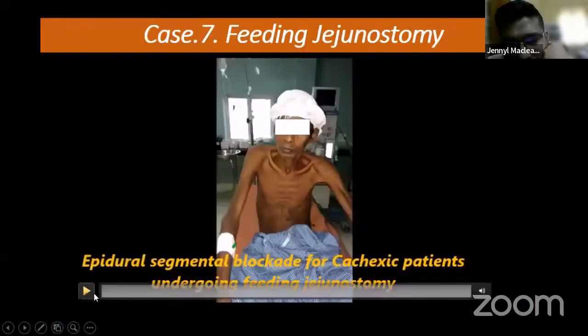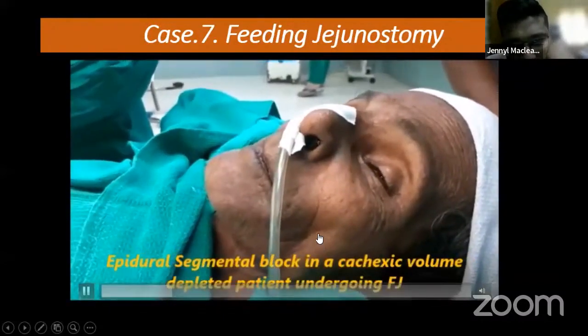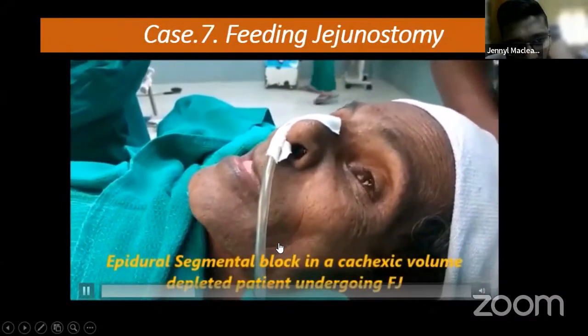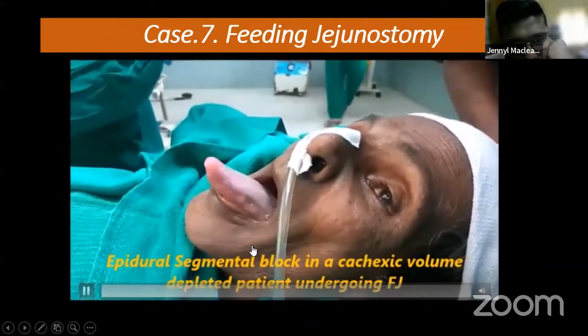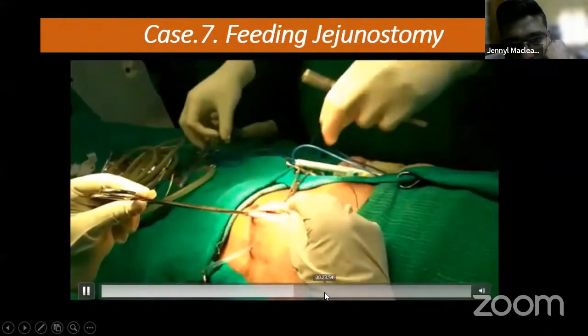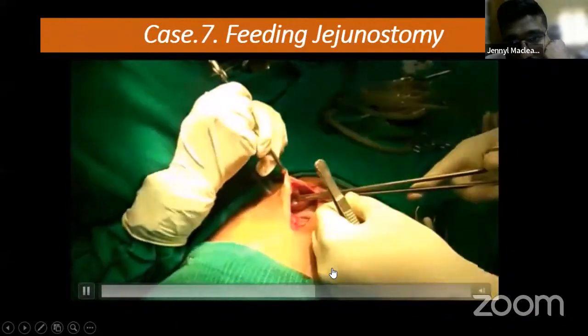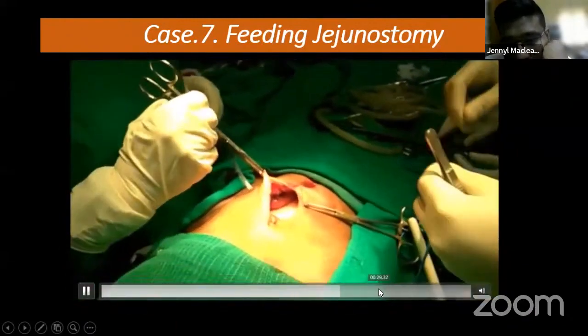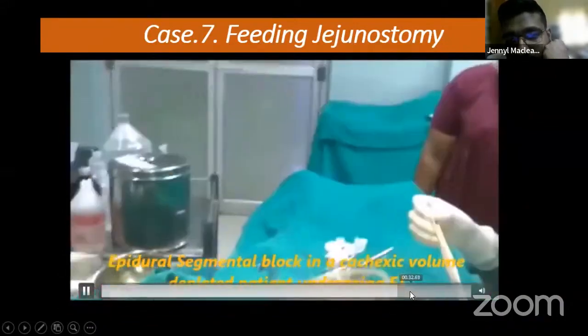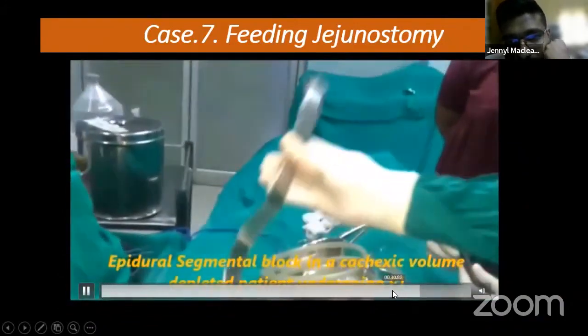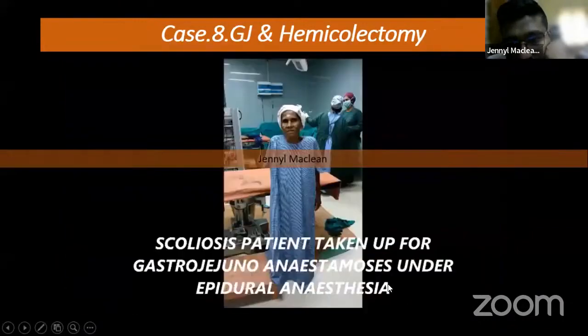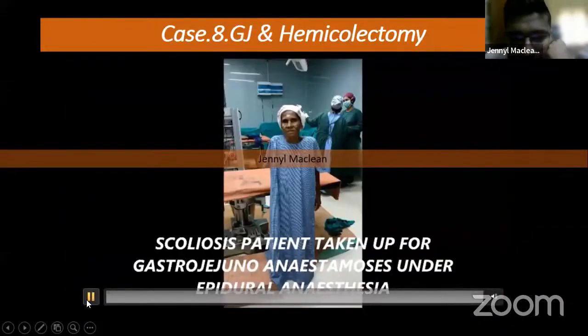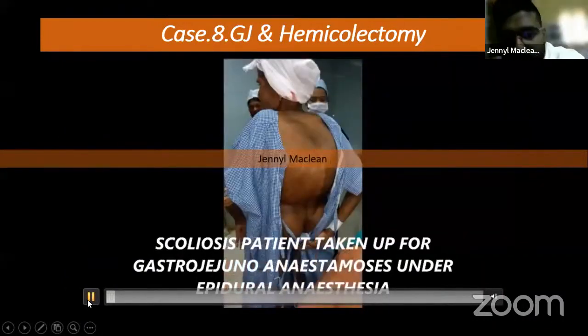And these are cachexic patients who have come for feeding jejunostomy. Surgeons usually go for a midline laparotomy incision. So this patient was sedated a bit. And you can see here they are placing the feeding jejunostomy, and they are closing it. And when asked for movements, they are moving the limbs.